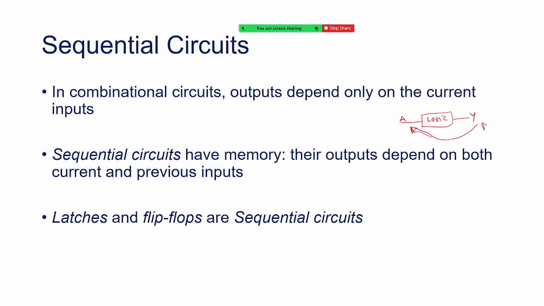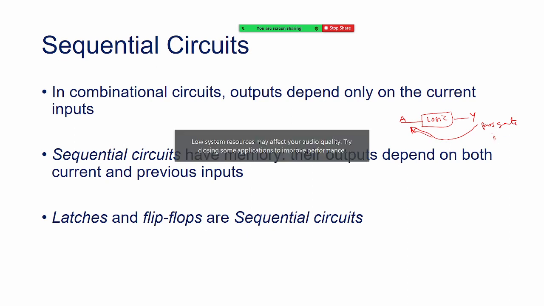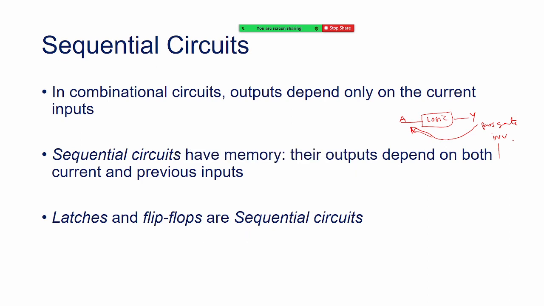So pass gate, we've seen that pass gate, right? Or inverter, or all the logic gates that we have seen, NOR, NAND. We know that whatever is there at the input, based on the logic switching, that appears at the output. This is called a combinational circuit, where output depends only on the current state of the input. But there is one more category that is called sequential circuits.